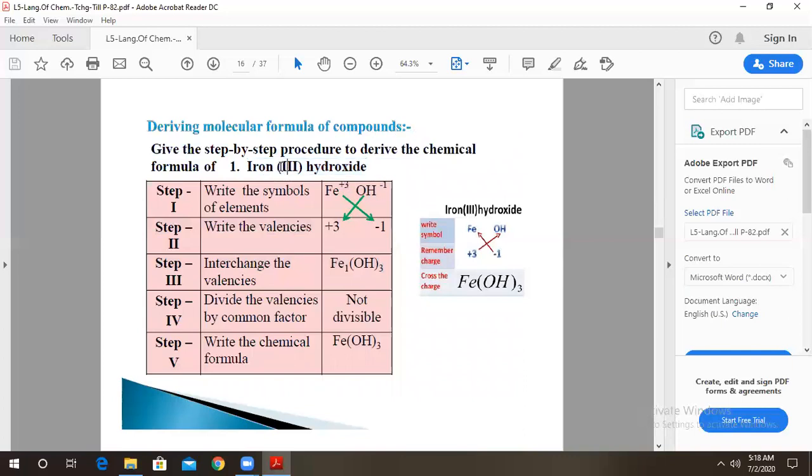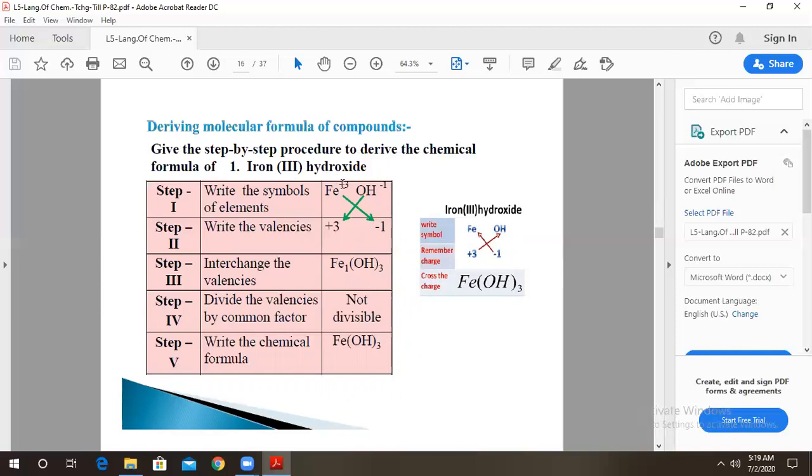Here 3 is nothing but the valency that we have to use, because iron shows variable valency, 2 as well as 3. So dear friends, we are going to use the valency 3. So the symbol is iron, Fe plus 3. Why? Because the valency 3 is given in the bracket.